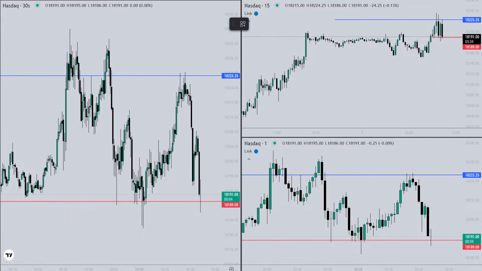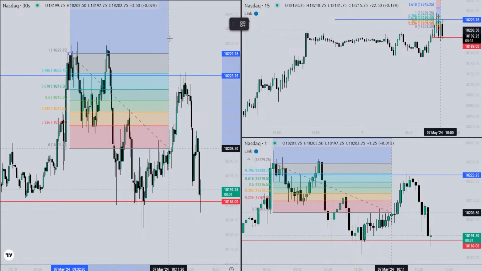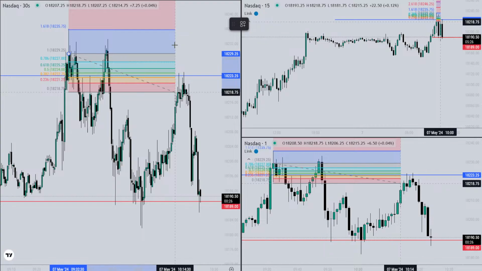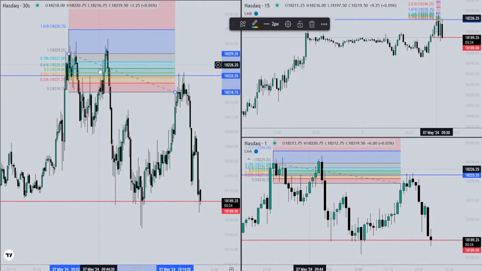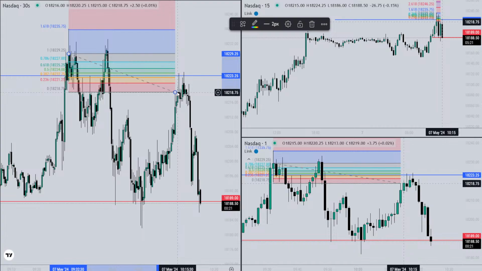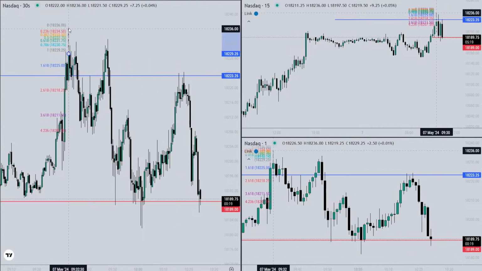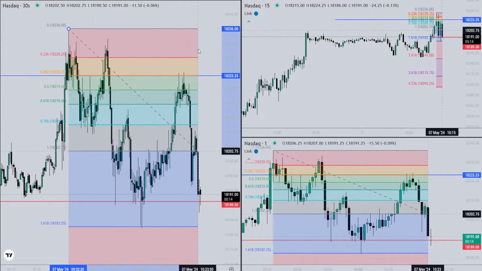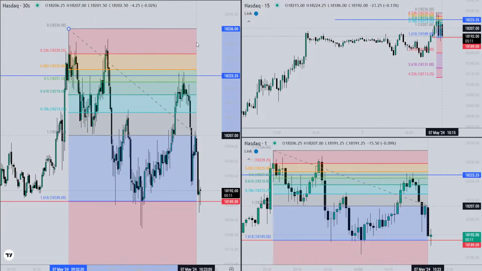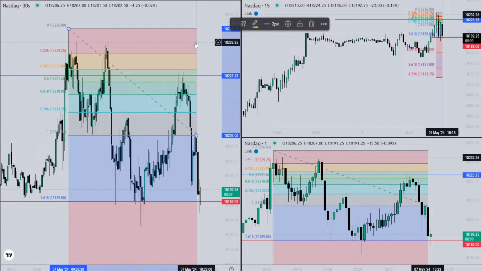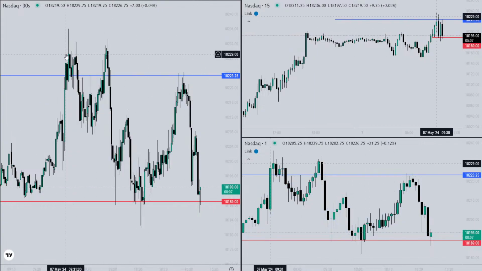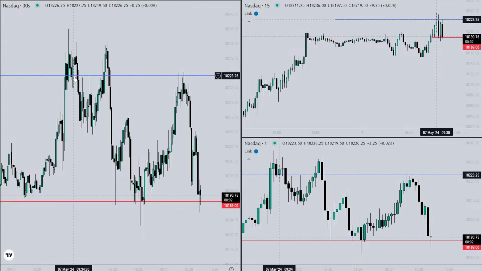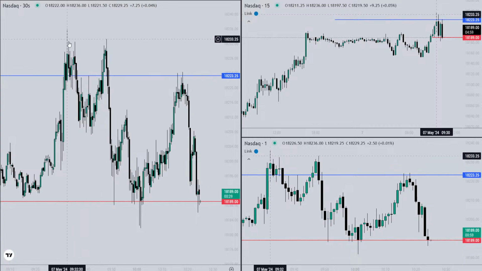Let me mark it here. I don't know how to mark it. I have to change everything. Whatever, just look with your open eyes. It has traded the 50% of that wick. What is that? 50% of the last fair value gap.